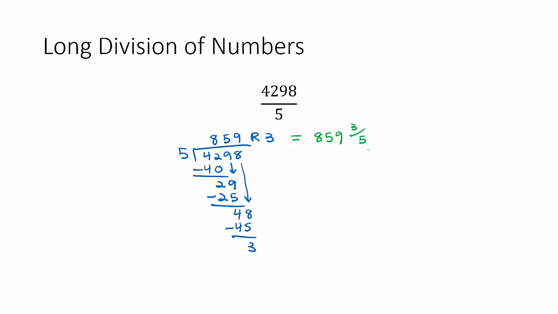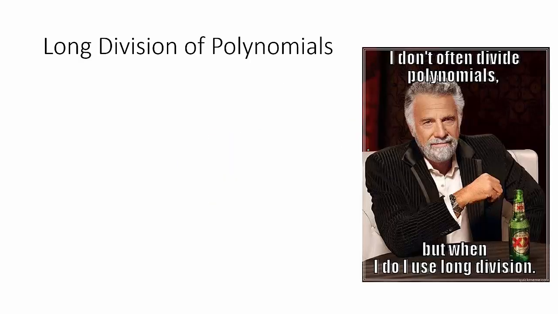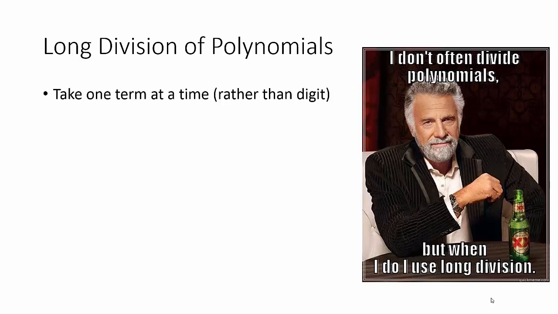Long division with polynomials is going to be exactly identical, except instead of digits, we're going to work with terms. Long division of polynomials. We don't often divide polynomials, but when we do, we'll often use long division. And the only difference between polynomials and numbers is polynomials, we take one term at a time, and numbers, we did one digit at a time.